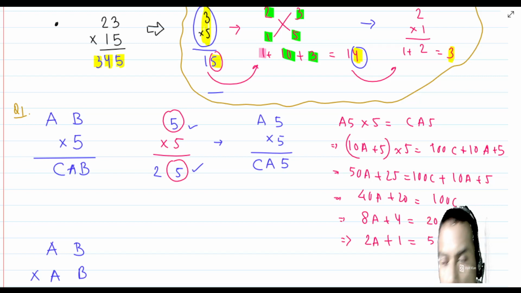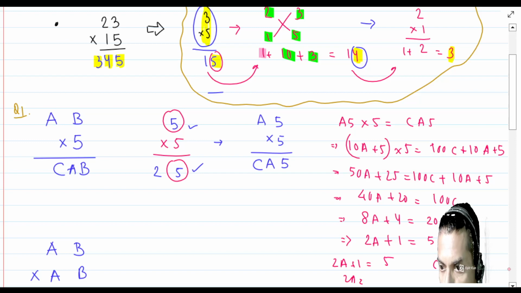So we can say that 2a plus 1 is an odd multiple of c. We can consider the value here: if c is equal to 1, we get 5. So 2a is equal to 4, so a is equal to 2. Correct?